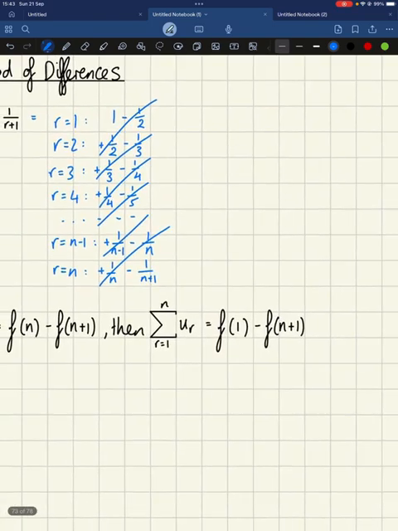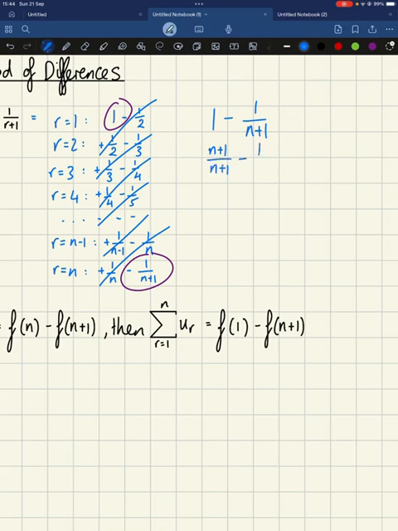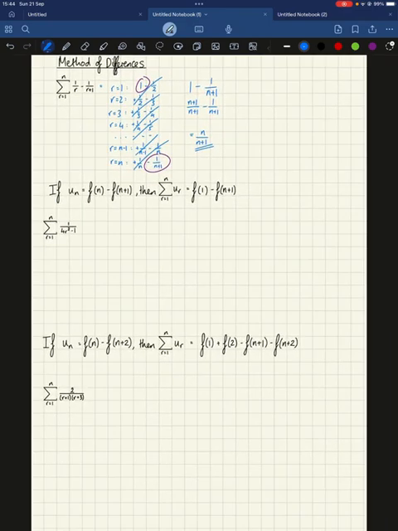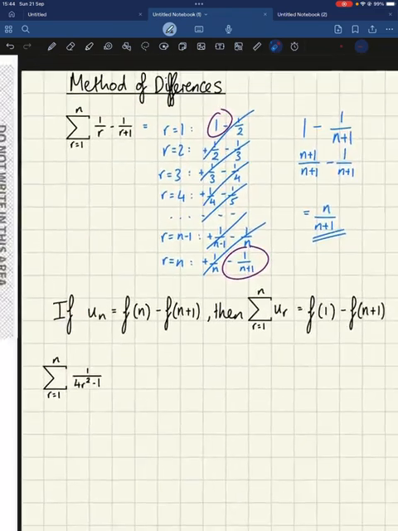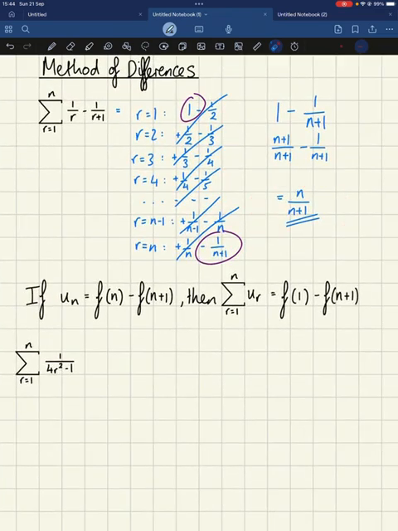So our final sum, what we're left with, is 1 minus 1 over n plus 1. So we get 1 minus 1 over n plus 1. If we combine the fractions, this will be n plus 1 over n plus 1 minus 1 over n plus 1, and n plus 1 minus 1 is just n over n plus 1. So our sum of 1 over r minus 1 over r plus 1 is just n over n plus 1.